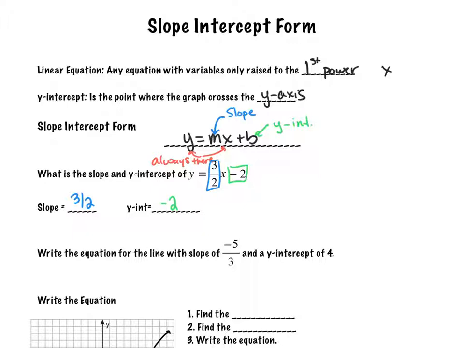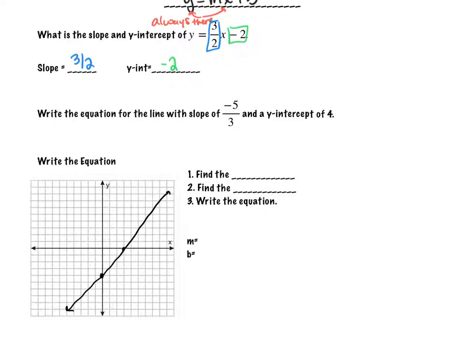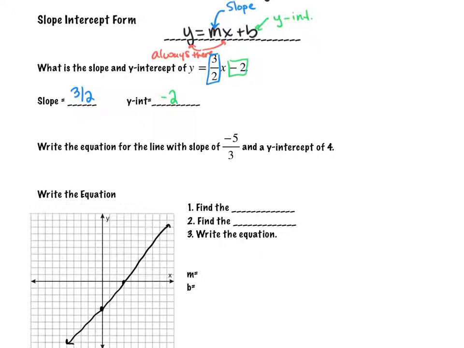The other thing we're going to look at is, well, how do I write an equation? So writing an equation in slope-intercept form is really, I just need to know what's the slope, what's the y-intercept. I'm going to plug that in. All right, now I can see my general form.